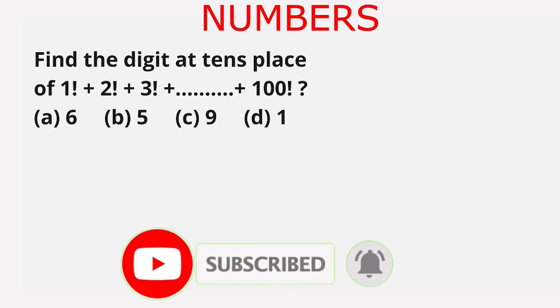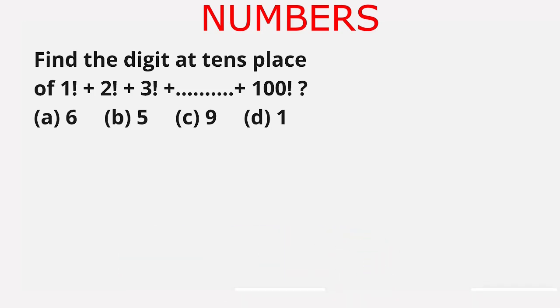We have to find the digit at tens place of 1 factorial plus 2 factorial plus 3 factorial plus up to 100 factorial. 1 factorial equal to 1.